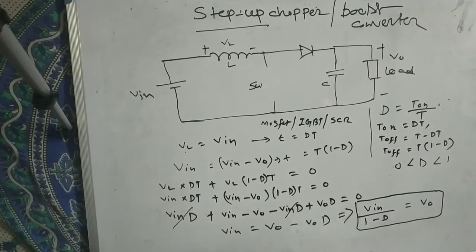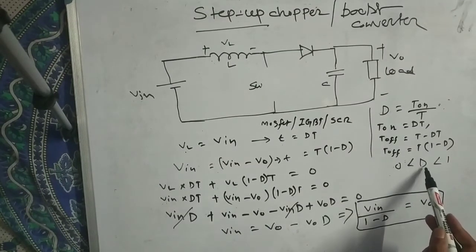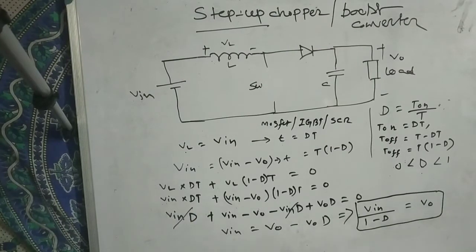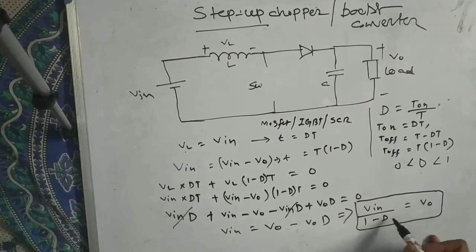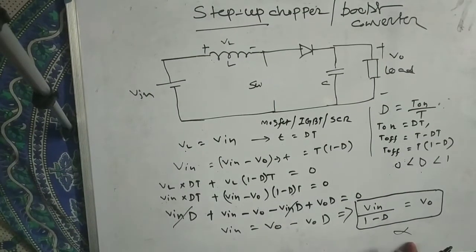Now I have a question for you. If the duty ratio is 1, then the output voltage is how much? If the duty ratio value is 1, then the output voltage will be V input by 1 minus 1, that is V input by 0. 1 by 0 means infinite. So can it be possible?